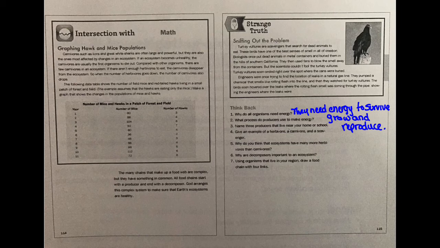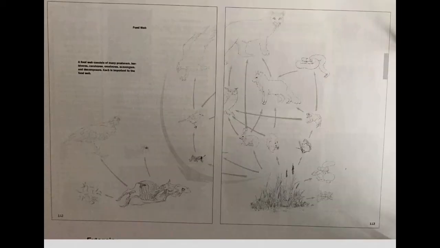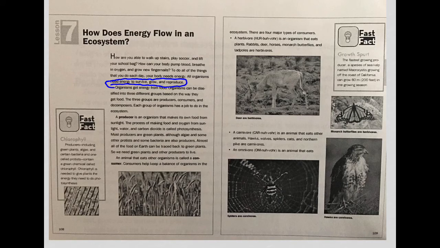So here we go. What process do producers use to make energy? Okay, well, wait. What is the key subject we're talking about in this question? Producers, right? So that is the word we need to try to find that's going to get us close to our answer. Always start at the beginning. If I scan here, it says organisms get energy, but that's not really telling me anything about producers. I'm looking for the word producers.